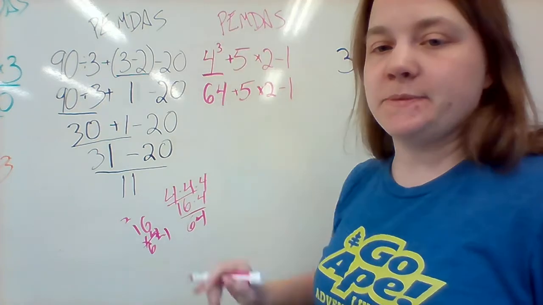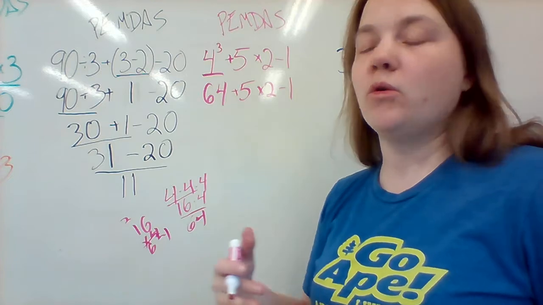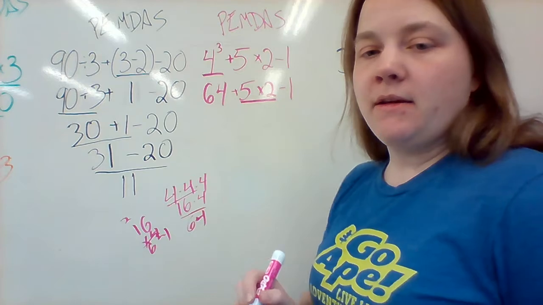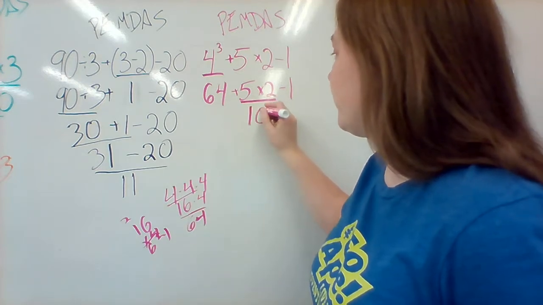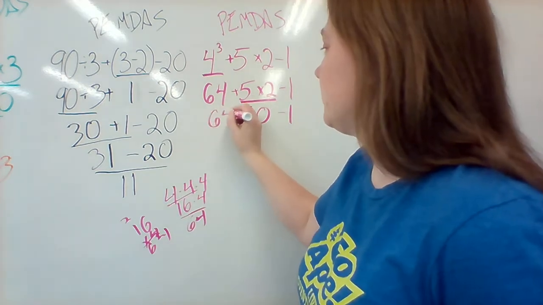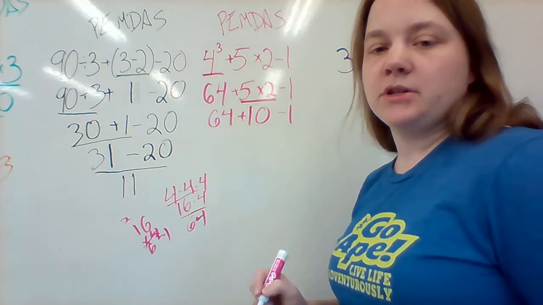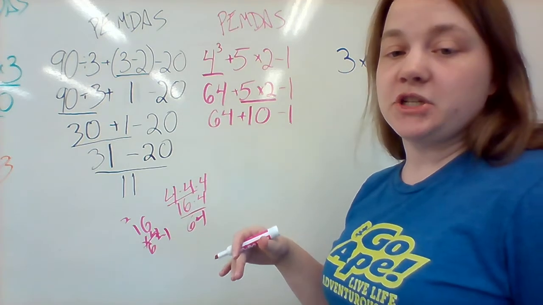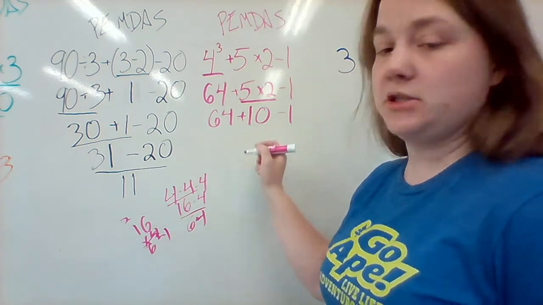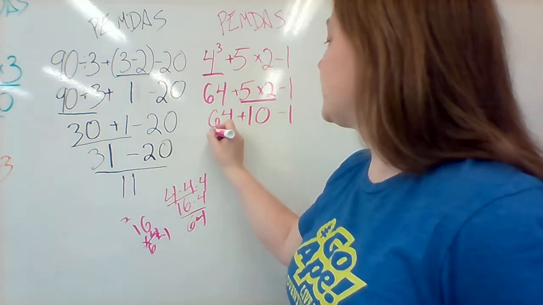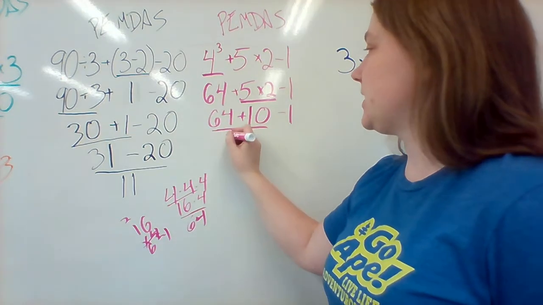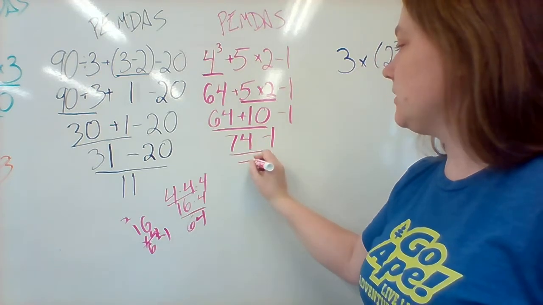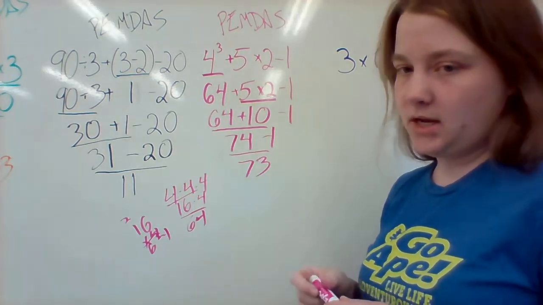And now I'm done with my exponents, and now I get to go on to multiplication or division. I see a multiplication here, so I'm going to underline that. 5 times 2 is 10. Copy down everything I didn't touch. And then I'm going to go ahead and solve this part. Because there's no more multiplication or division, now I get to add or subtract. Because I have 64 plus 10 first, I'm going to do that. 64 plus 10 is 74 minus 1. 74 minus 1 is 73. And there's my answer.